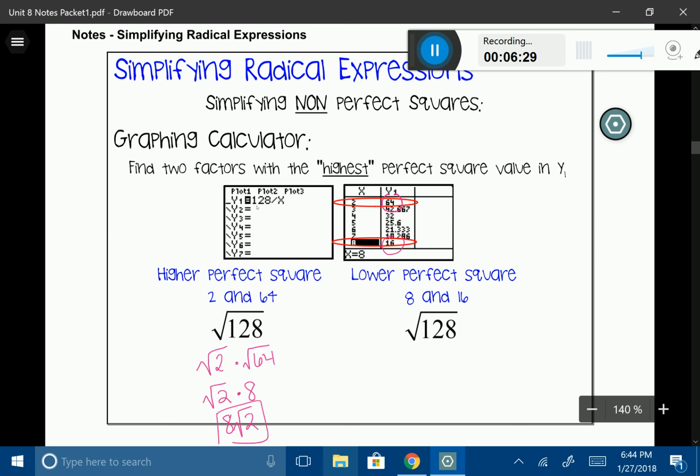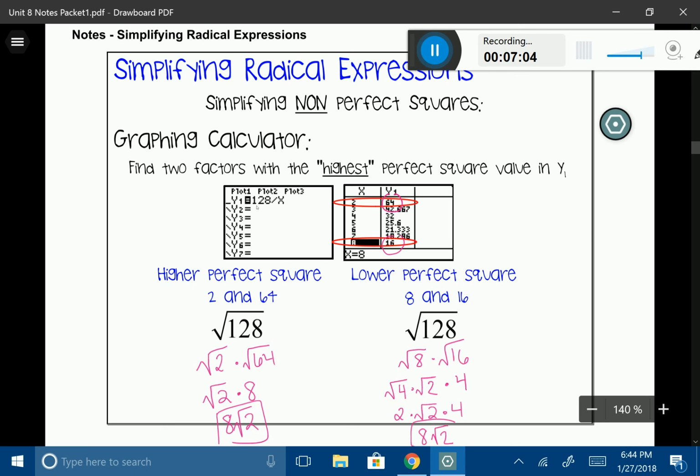Now, I'm going to go ahead and use the lower perfect square value, that's 16. I'm going to break my 128 into 8 and 16. So you can see that 8 can also be broken into 4 times 2. And the square root of 16 is going to be 4. I have to take one more step and simplify everything. The square root of 4 is a perfect square, and that's going to be 2. The square root of 2 is simplified, and 4 is simplified. So I had to put it all together. 2 times 4 would give me 8 square roots of 2.